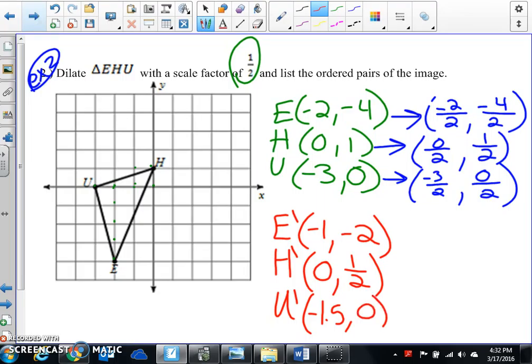All right, so now let's plot those points. So E prime is at -1, -2. So that's E prime. H prime is at 0, 1/2. And U prime is at -1/2, so -1 and then 1/2, 0. U prime. So it's the exact same shape, just smaller. And remember, it was a scale factor of a fraction, so it should be smaller.